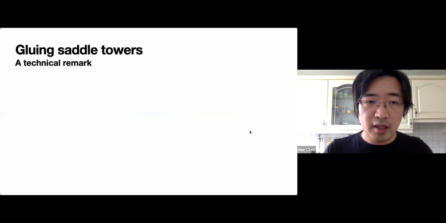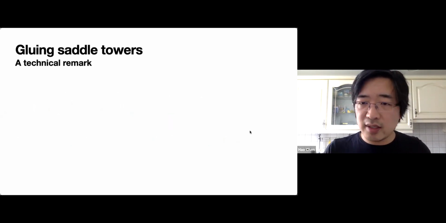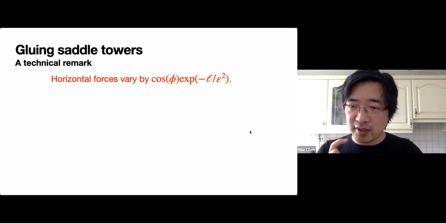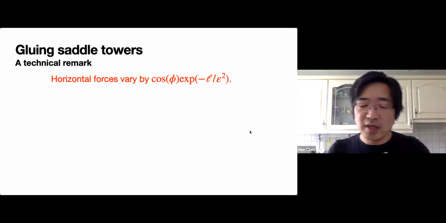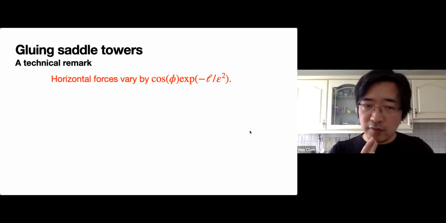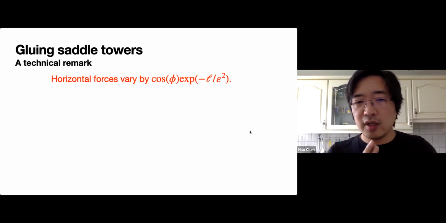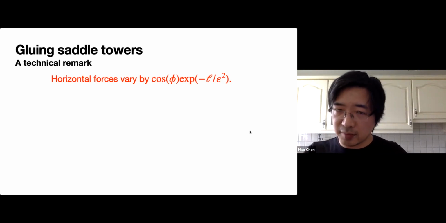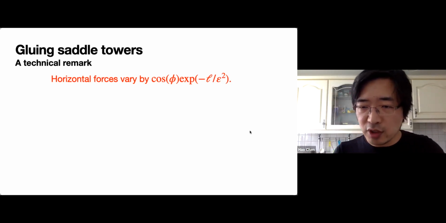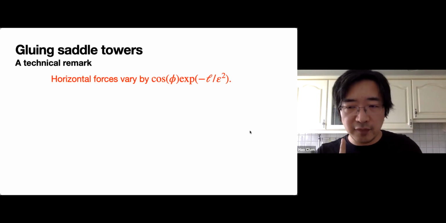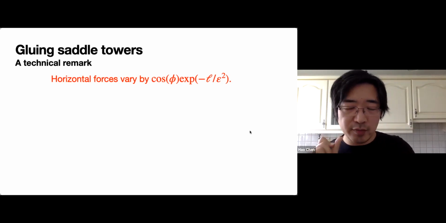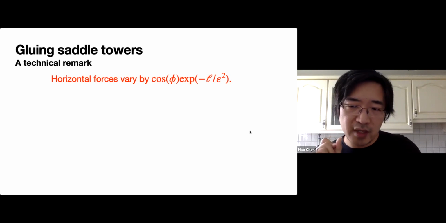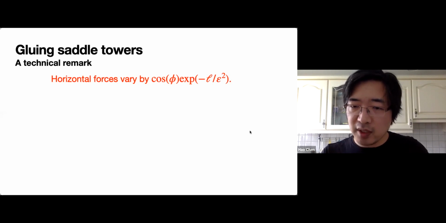Okay, and I said that saddle towers are technically very interesting. So here's one technical remark. It turns out that the horizontal forces vary in the order of cosine phi times the exponential something. You see that the exponential part is a flat function, so it's very, very small when epsilon is small. So the variation of the forces is very, very tiny, but it should not be ignored.